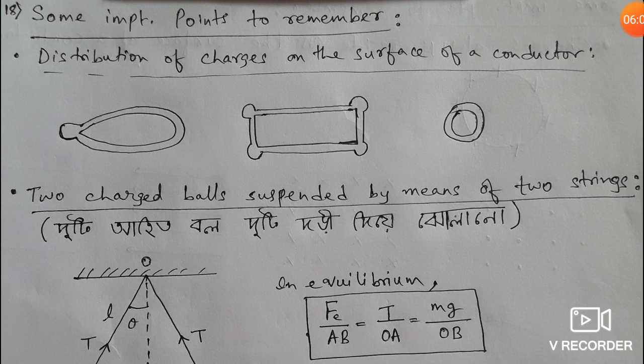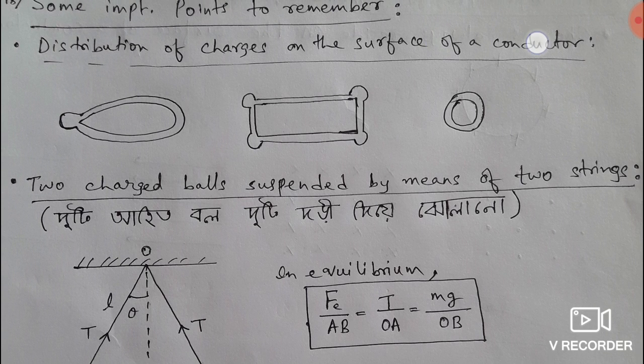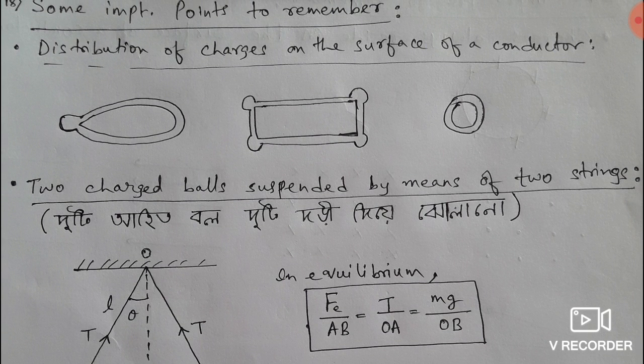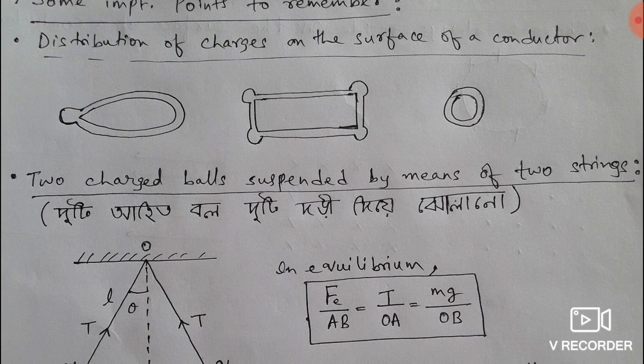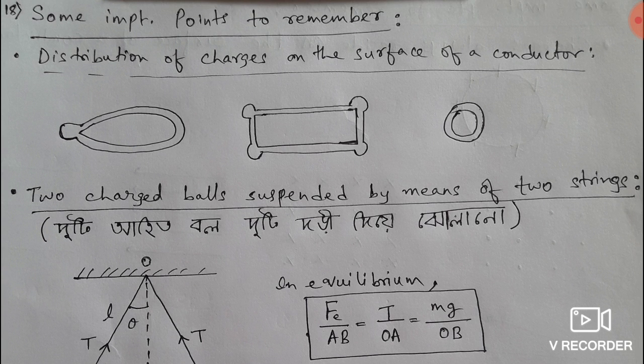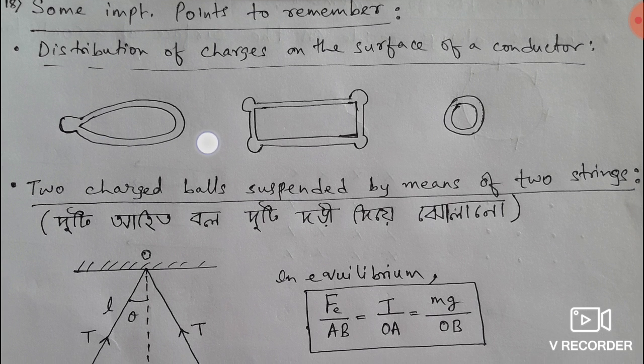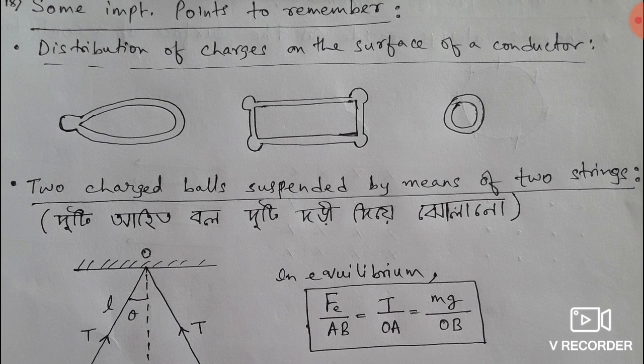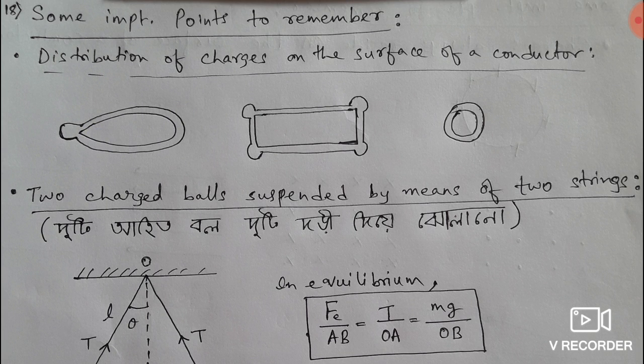Now let us discuss point number 18, some important points to remember. First point, distribution of charges on the surface of a conductor. Let us consider this one is the conductor, a streamlined shape conductor. When we give charge to it, the charge will be distributed around it, and we will see that just around the tip point the charge accumulated will be maximum. So here the charge will be maximum.